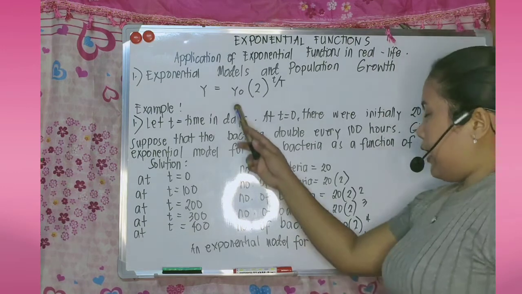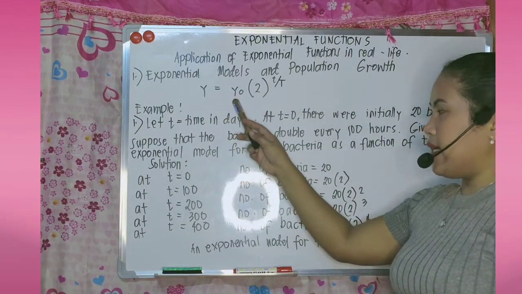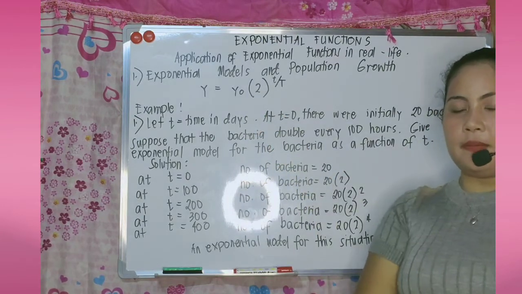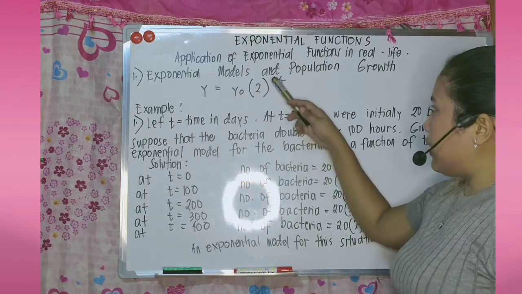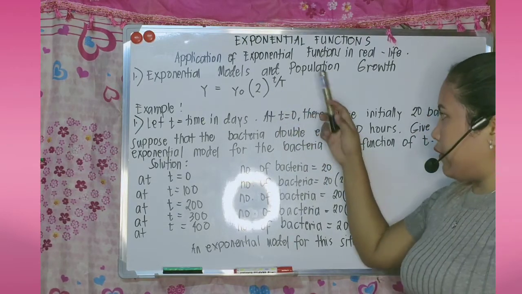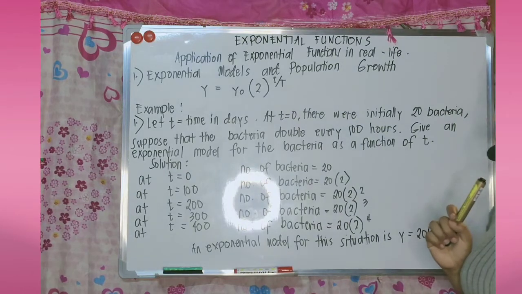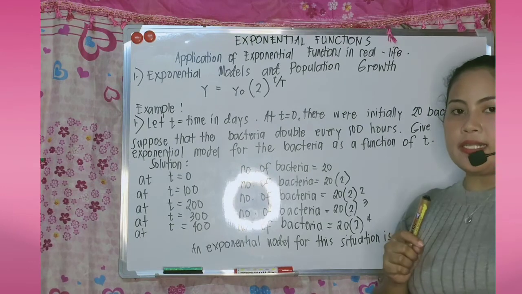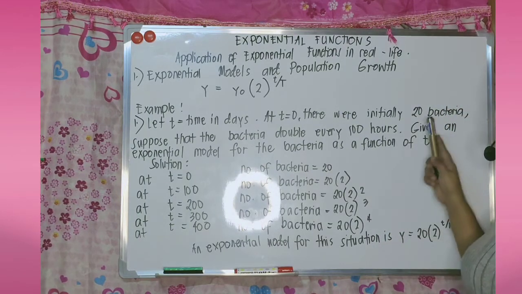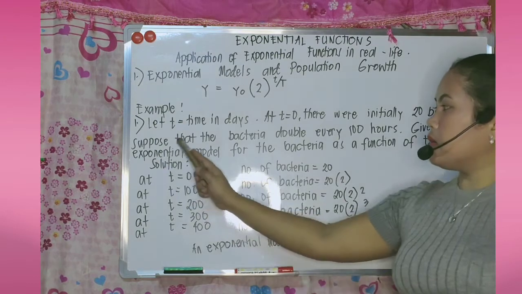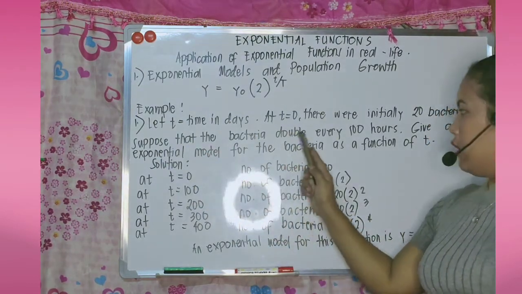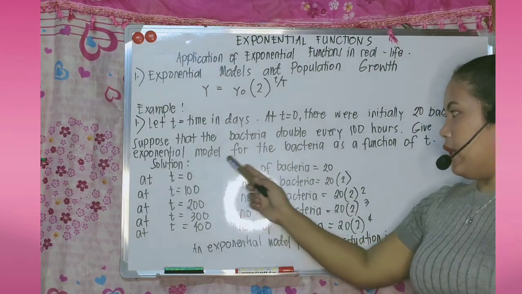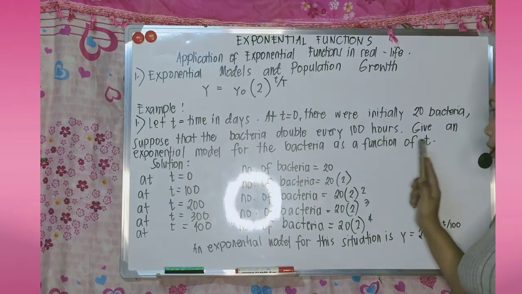Okay, so this is our representation. y equals y sub 0 times 2. Why this? 2, because it doubles. So, based on what I read earlier, then raised to t over T. Okay, so this is the number of time. Okay? So, example number 1, let t equals time in days. At t equals 0, there were initially 20 bacteria. Suppose that the bacteria double every 100 hours. Give an exponential model for the bacteria as a function of time.